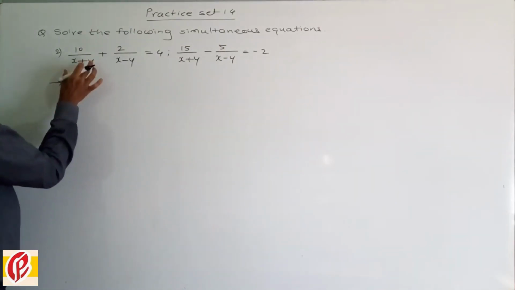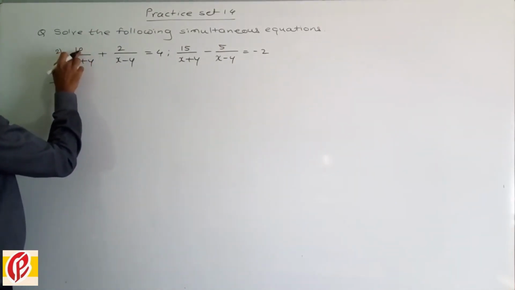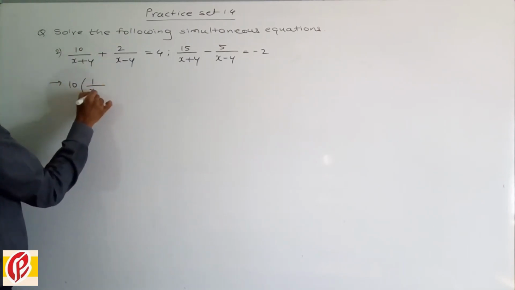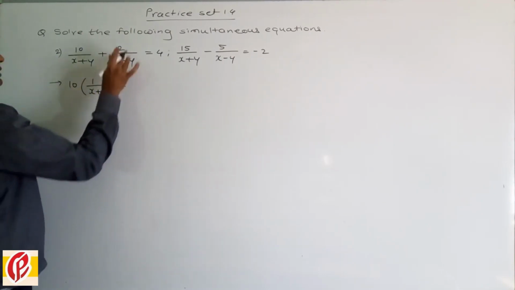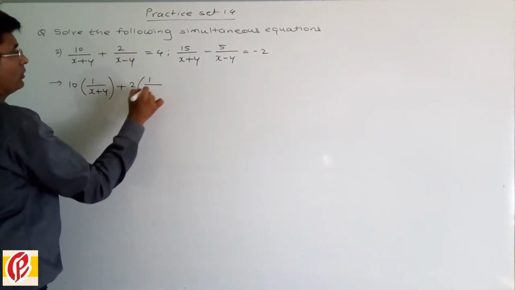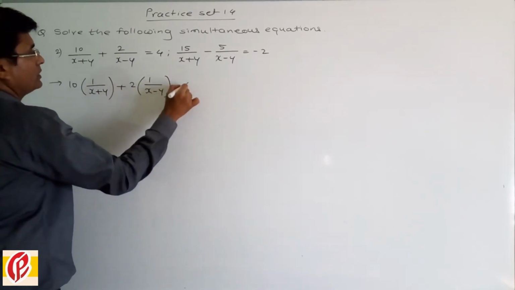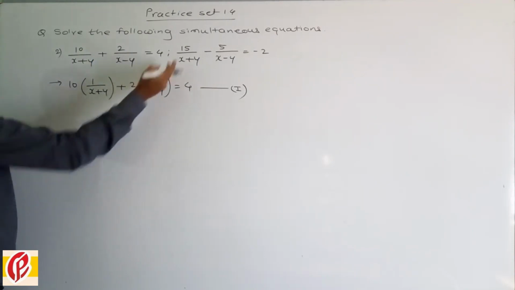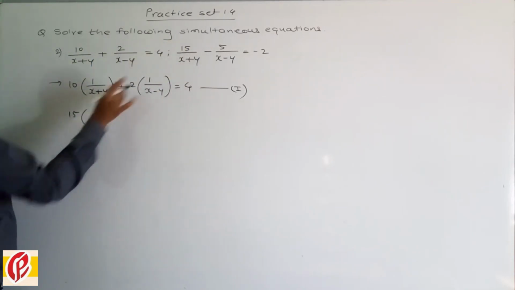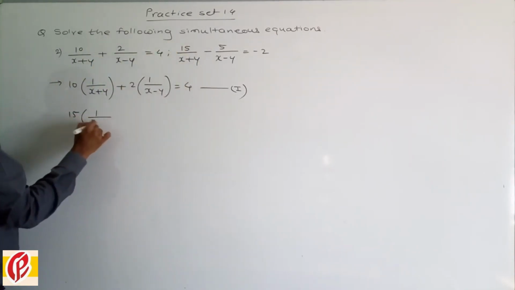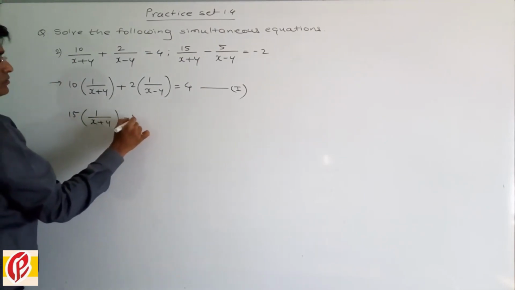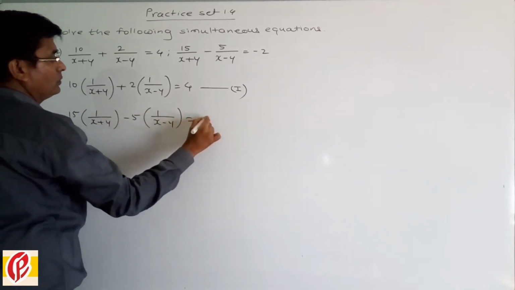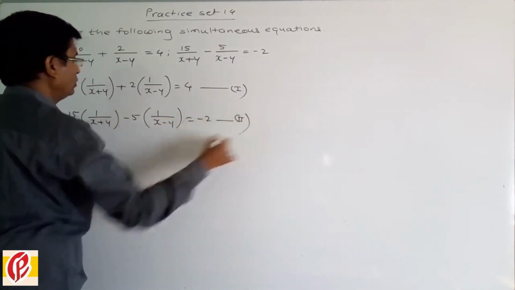So what is the first step? You will have to take this 10 outside the bracket. So 10 in bracket 1 upon x plus y, plus here 2 in bracket 1 upon x minus y is equal to 4. So you get the first equation. Second, taking 15 outside the bracket, in the bracket 1 upon x plus y, minus 5 in bracket 1 upon x minus y is equal to minus 2. This is equation number 2.